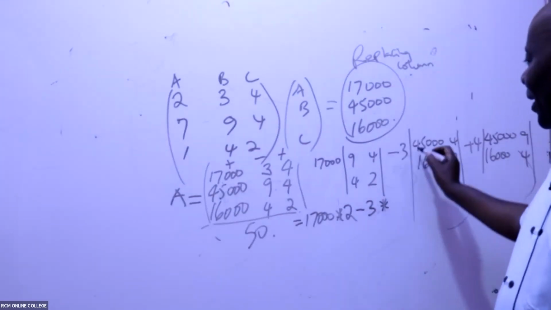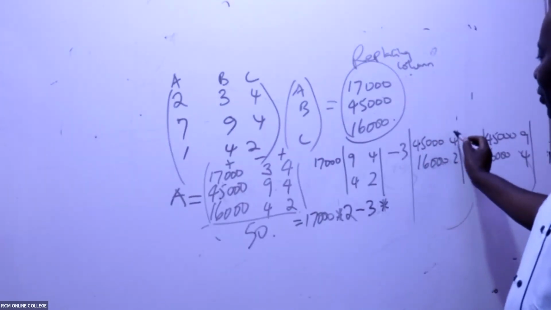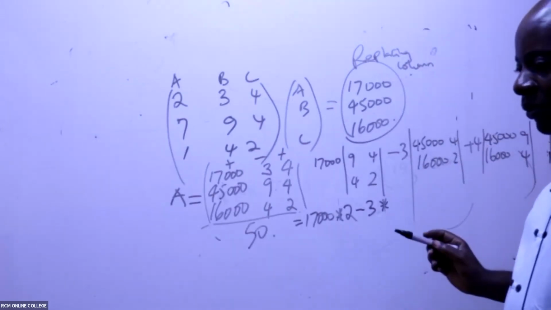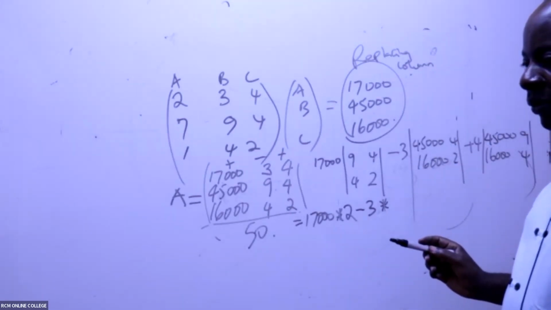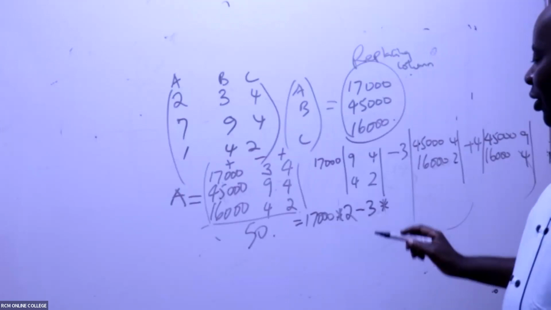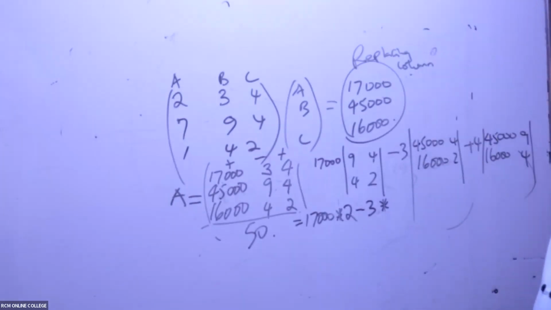How about this determinant? So this will be 45,000 times 2 minus 16,000 times 4. I hope there is somebody who is following this as I come to repeat later. So 45,000 times 2 minus 16,000 times 4. What figure are we getting there by any chance?